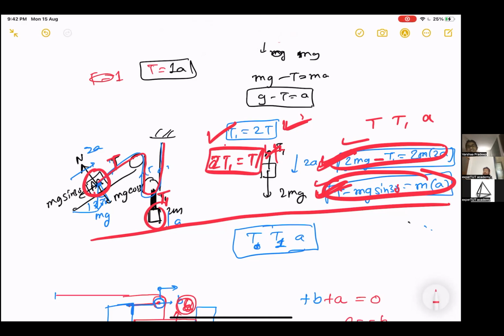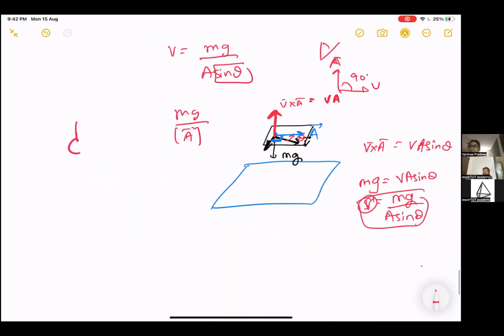Okay. Yes, you have to do all these problems: string tension, string cutting, spring cutting. I've done very few. Actually, the concept is very few. You can make 100 problems on it, but the concept is very short and quick. You know the concept, right?